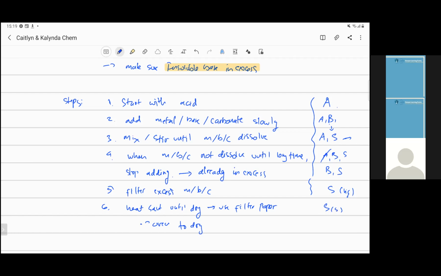Okay, so those are the steps we need to do in order to make a soluble salt from an acid with a base or carbonate or metal. Any questions?